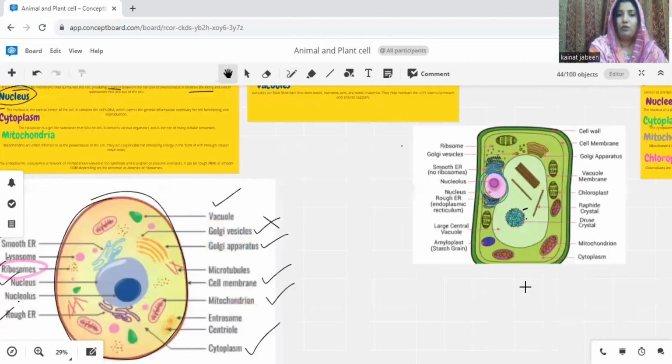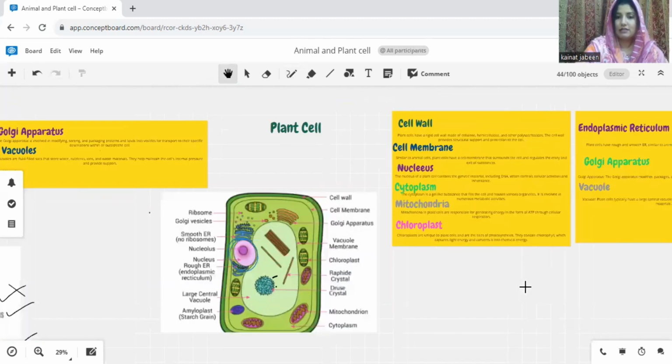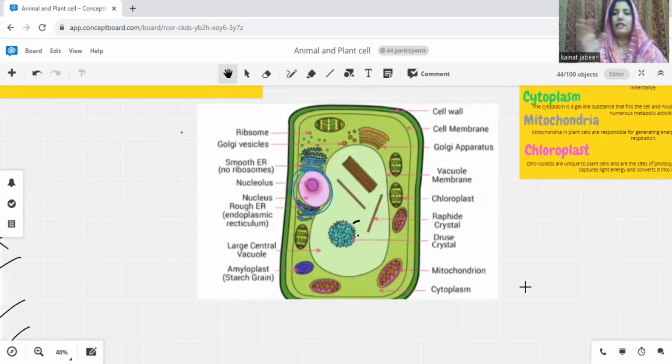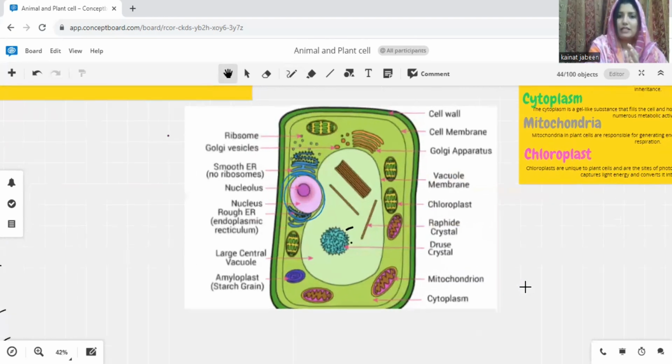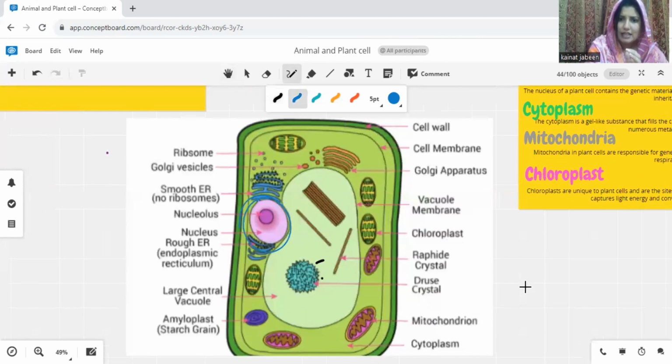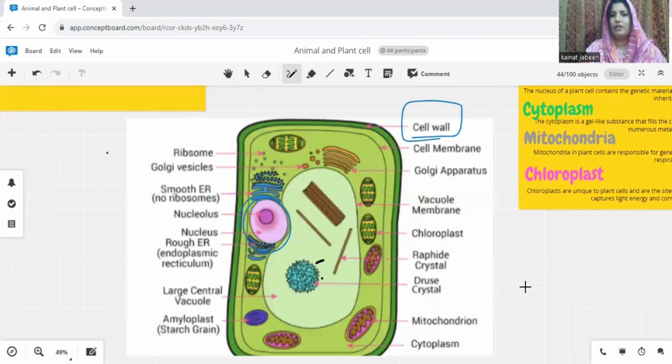Okay, now we have to move toward the plant cells. Almost all the organelles are present in the plant cell. Now we are just going to differentiate which extra organelles are present in the plant. The first organelle that is present in plant cells is the cell wall. You can see the outer layer in a plant cell is the cell wall, whereas in the animal cell, the outer layer is the cell membrane. The cell wall is a rigid structure that provides strength and a proper shape to the cell.